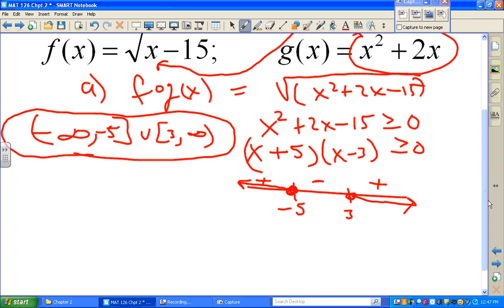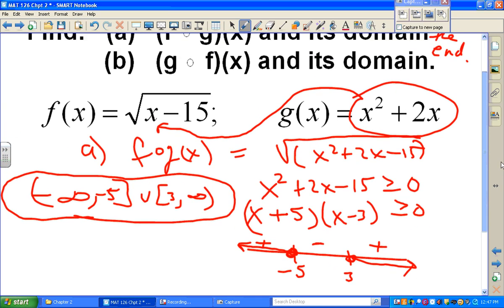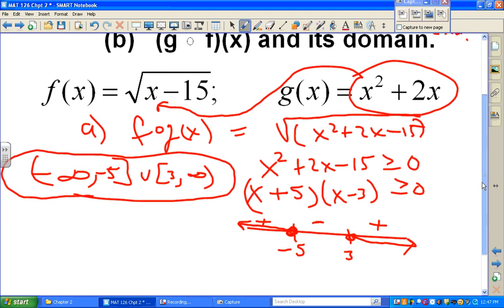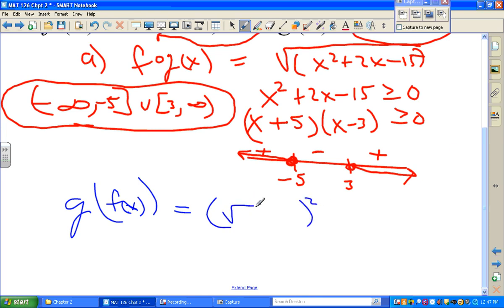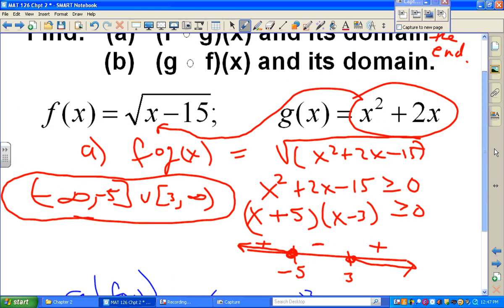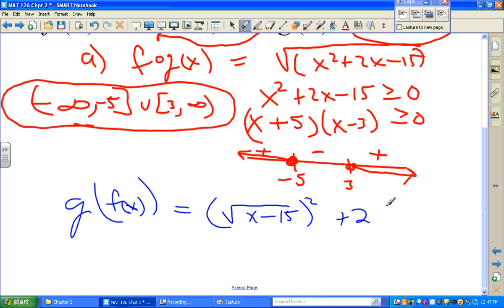Now, I am going to do the second part because you're going to see the difference between the two. G of f of x. This is the most common mistake. Oh, any questions on that? We've done a bunch of inequalities, so. G of f of x. See if I can remember this. G of f of x. So that means I want to have something squared, which is a square root of x minus 15, plus 2 times the square root of x minus 15.